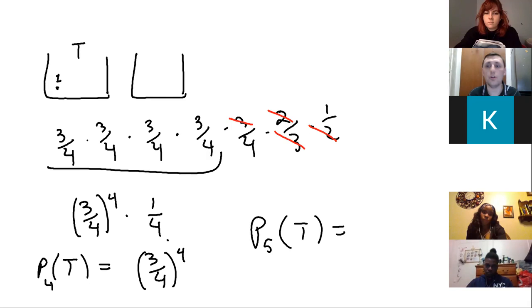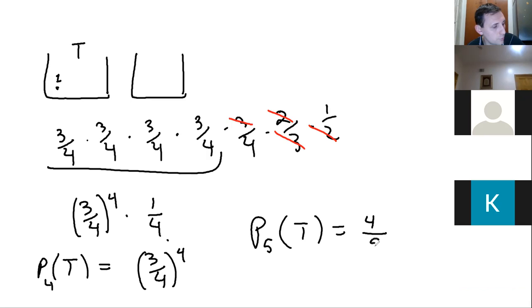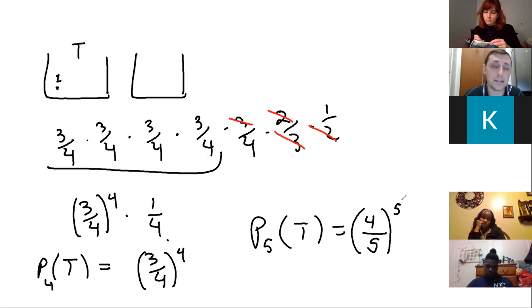If you have 5 molecules, what do you think is going to be the probability? 4/5 to the power of 5. Very good. Test it for yourself, guys. 4/5 to the power of 5. But do you agree that a beaker has many molecules, millions of them, billions of them?